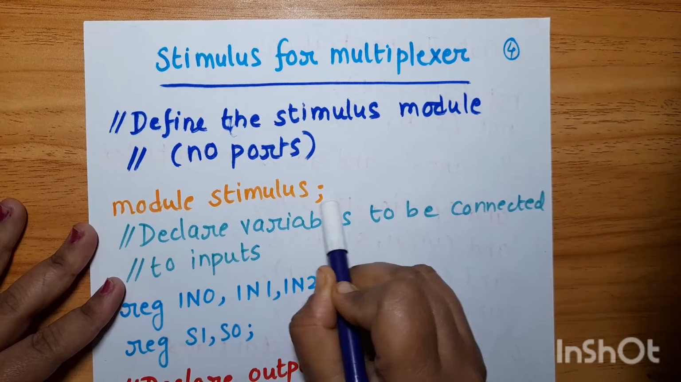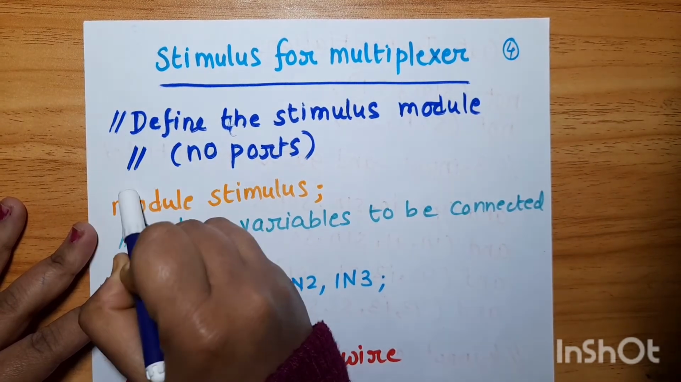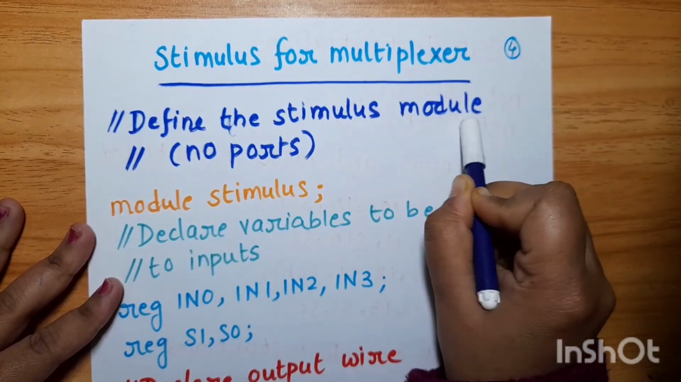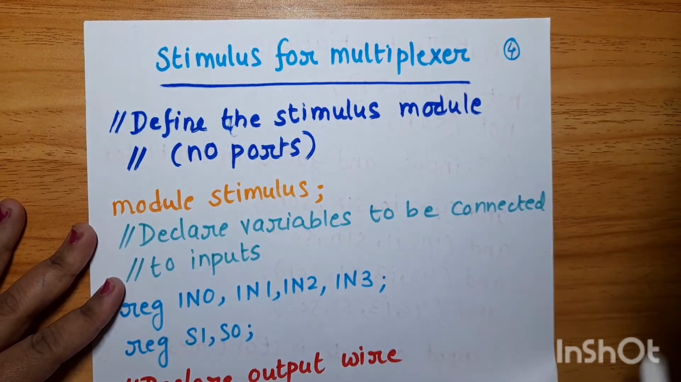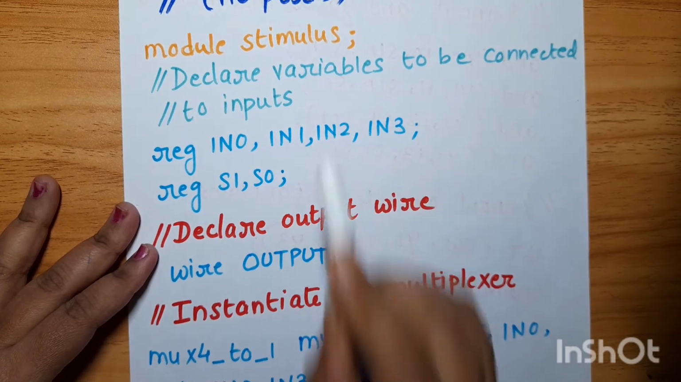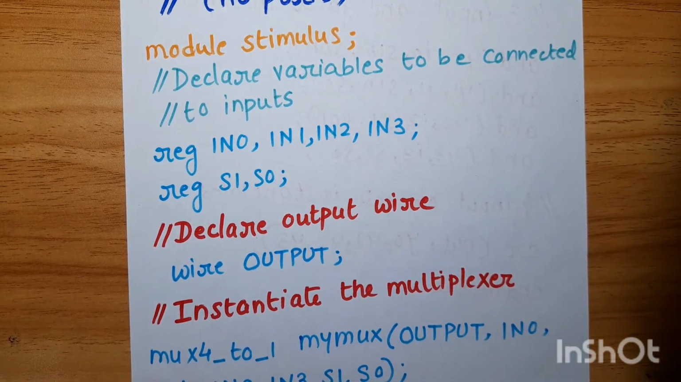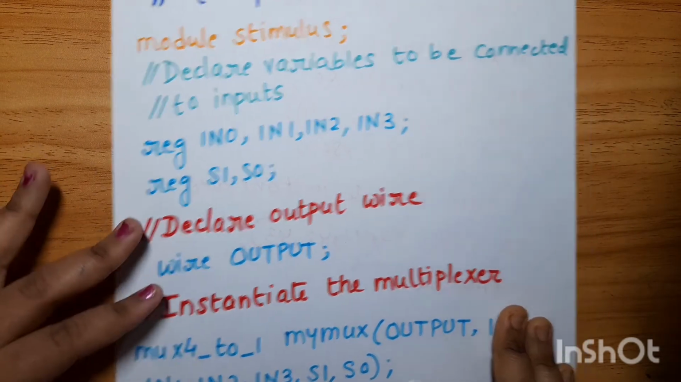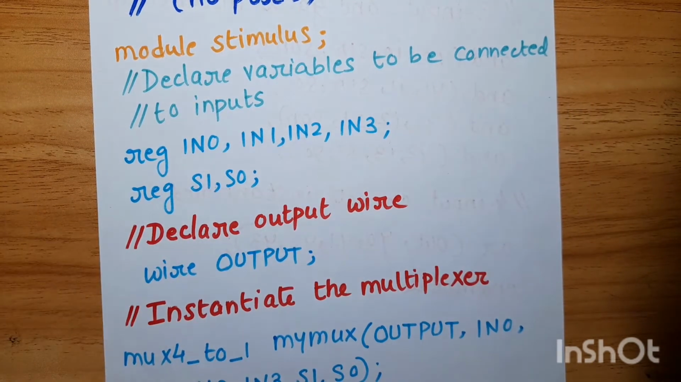Module stimulus semicolon. Here in the comment I have written: define the stimulus module and no ports. So here there are no ports. Declare the variables to be connected to the inputs. This is a test bench module. So I am providing connecting variables.